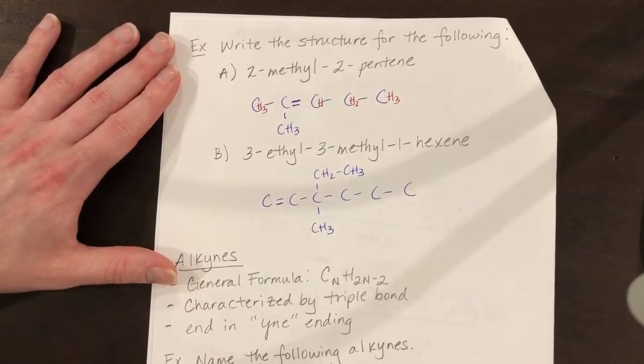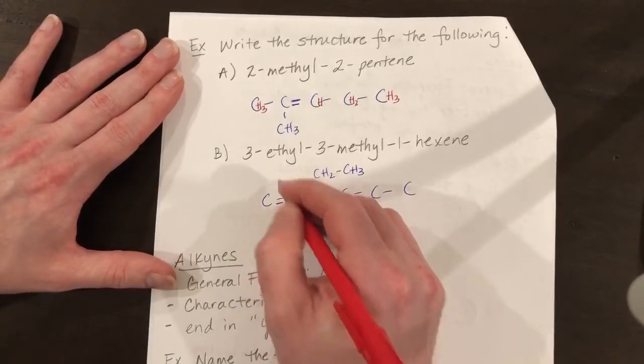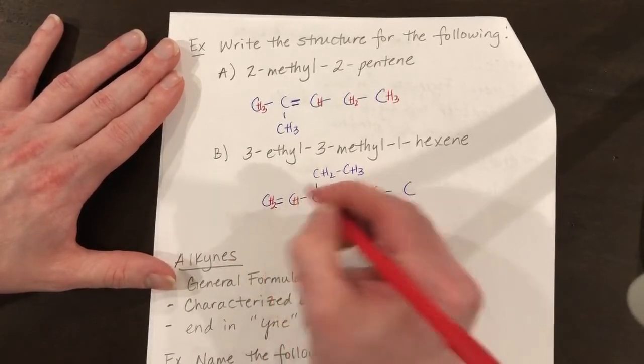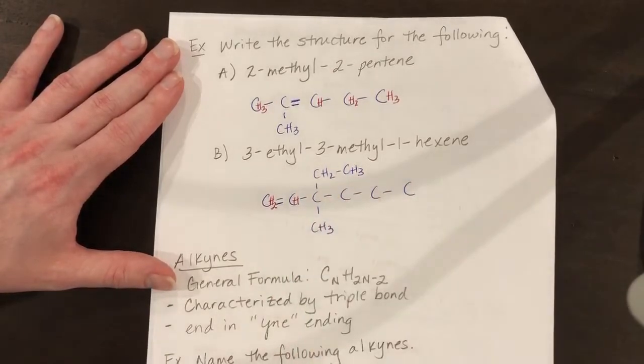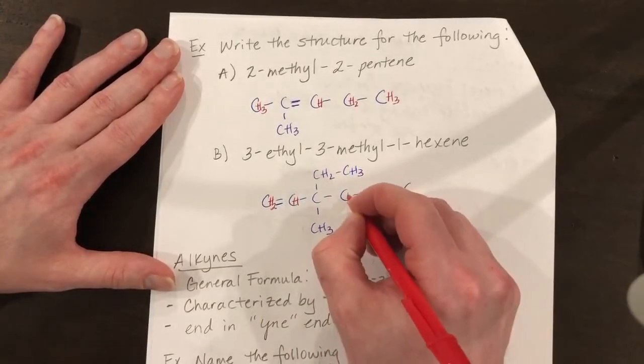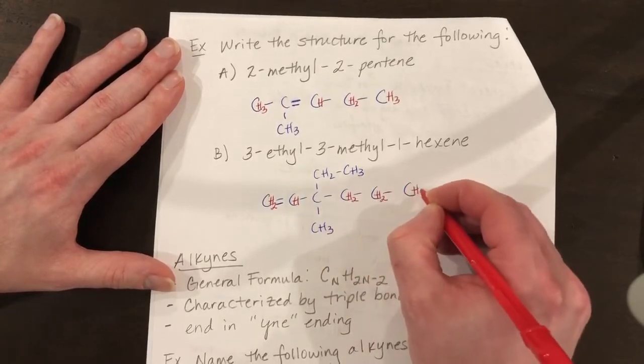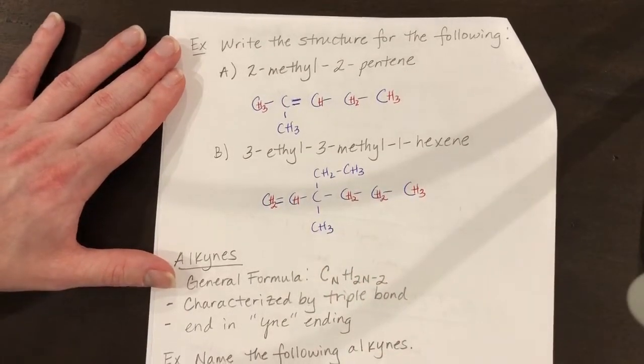Okay, and now we're going to fill in our hydrogens. This has 2 bonds, so we fill in 2 hydrogens. This has 3. 4 minus 3 is 1. This has 4, so we don't write any hydrogens. This has 2. This has 2. And this has 1, so we write in 3.